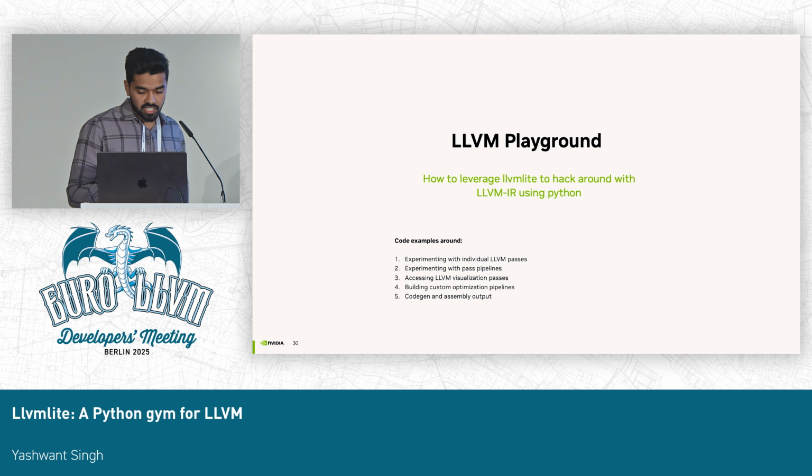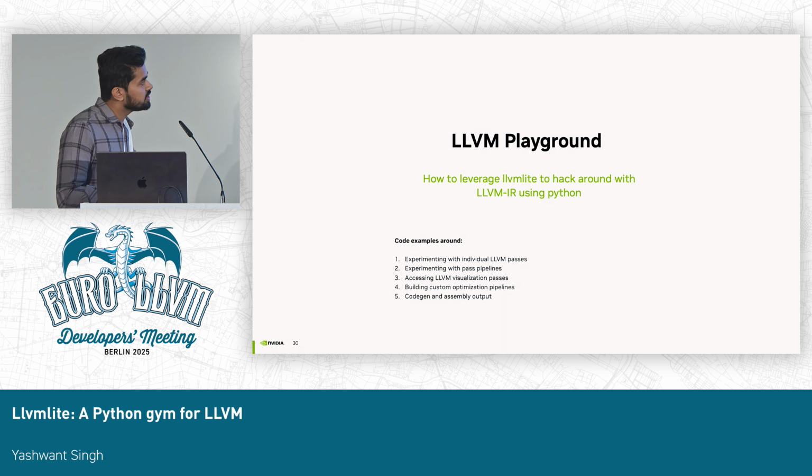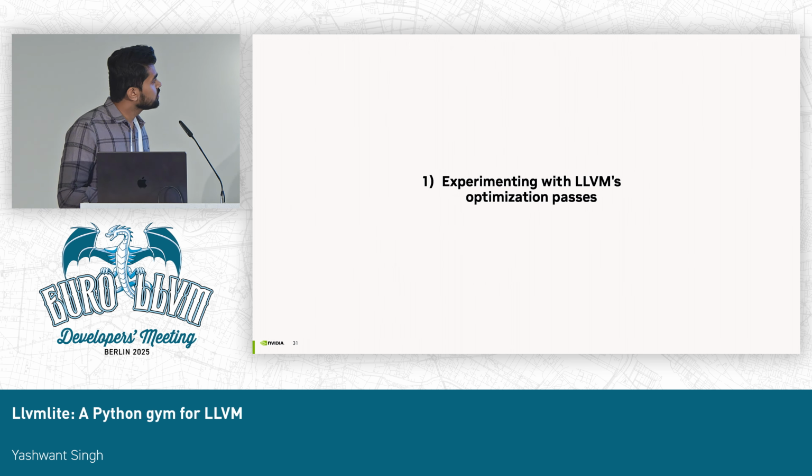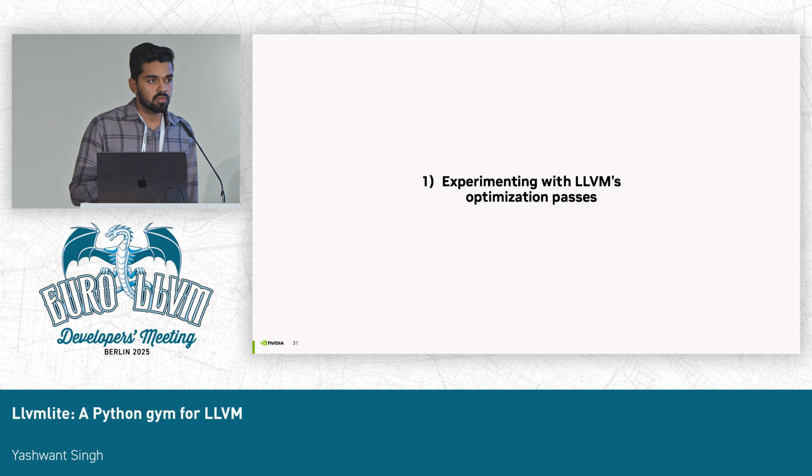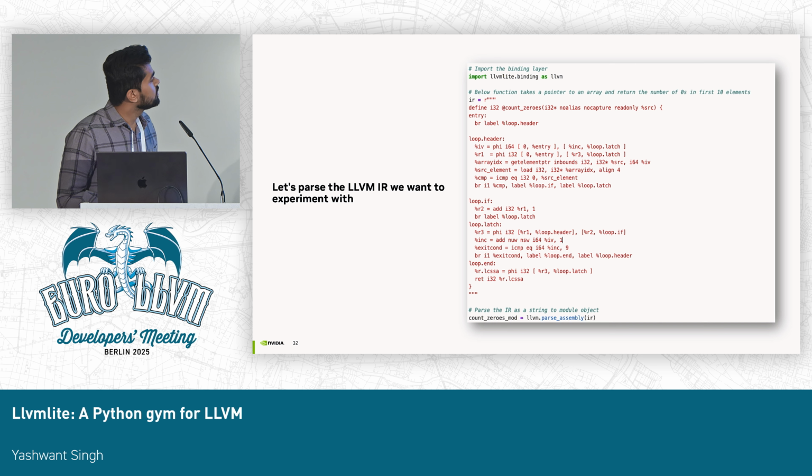Moving on, coming to the second part of the talk. I'm going to go over a few examples which will show how you can use llvmlite in your day-to-day compiler workflow if you are working with LLVM directly, and find C++ a bit intimidating for rapid prototyping with LLVM. So let's try running some of LLVM's optimization passes directly. So we are going to try to run a pass on this LLVM IR.